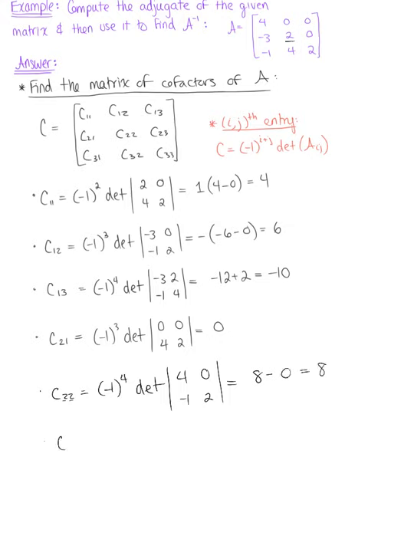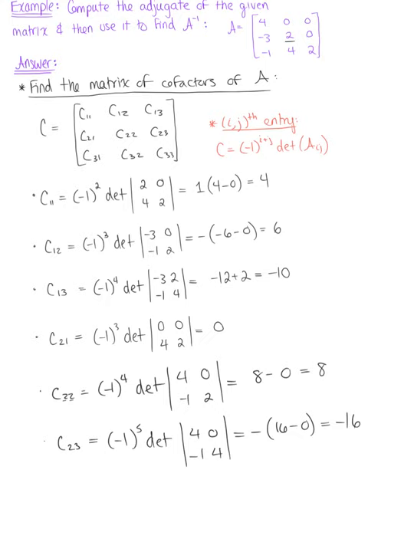We have the cofactor in the second row, third column, which is -1 to the fifth, multiplied by the determinant of the submatrix 4, 0, -1, 4. So this will be -1 multiplied by 16 minus 0, which is -16.